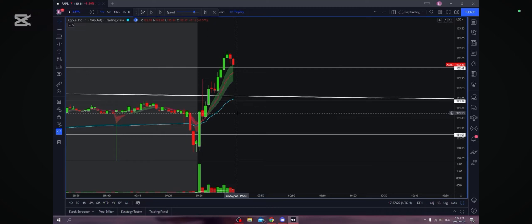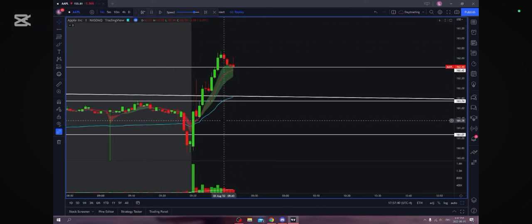Also, if we entered on the close of this 9:30 candle, we exited on this 9:38 candle. Obviously, we were still going to leave runners in this trade. But if we left at this 9:38 candle, in 8 minutes we would have been done and had a great trade to start off the day. Now let's see how this trade plays out.